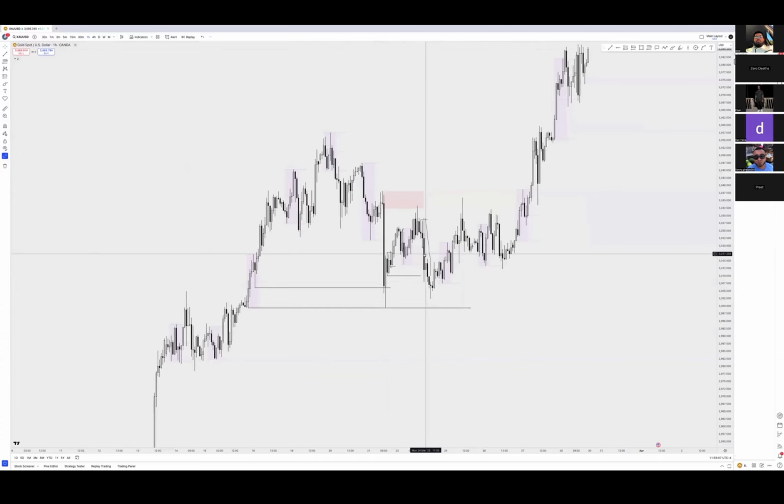So, personally, I would like to see this happen for me to be more confident, right? So that little BOS to the upside on lower time frames. I would like to see buyers get induced before the low gets taken out for me to be confident in any sort of longs, right?